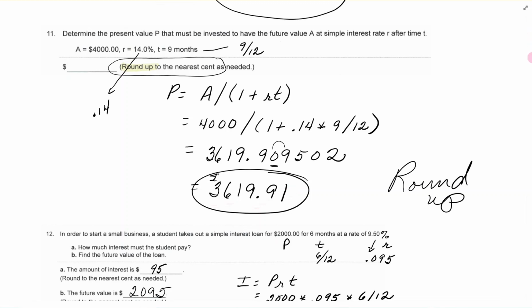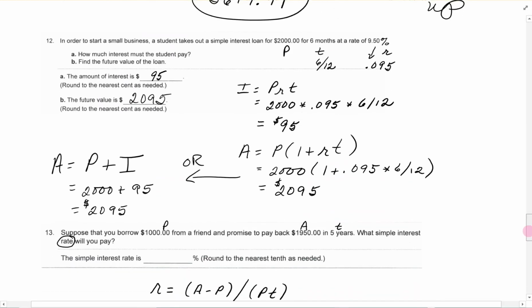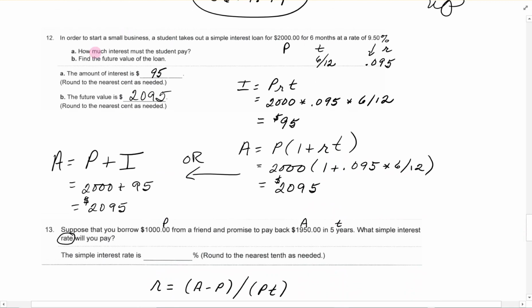All right, let's look at number 12. It says, in order to start a small business, a student takes out a simple interest loan for $2,000. That's the principal, sometimes called the present value. For 6 months, that's time, but it's months, so it's 6 divided by 12. Interest rate is R, but instead of 9.5%, it's 0.095 as a decimal. 2 questions. How much interest must the student pay?